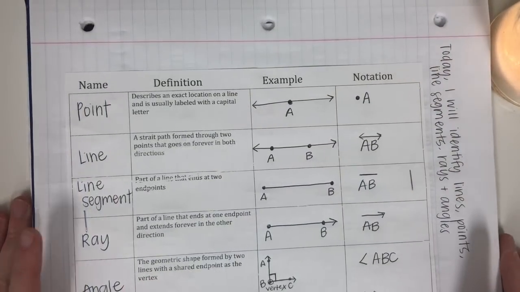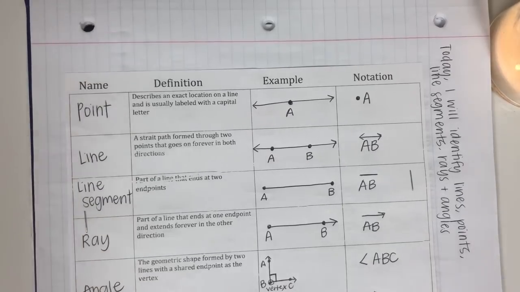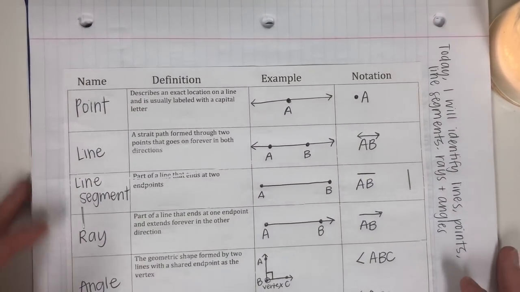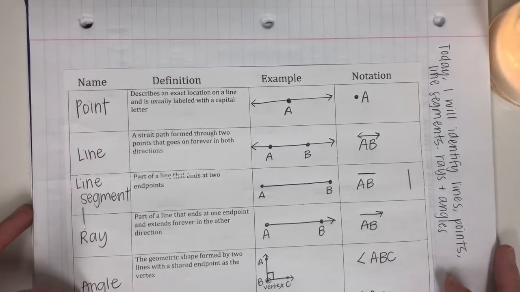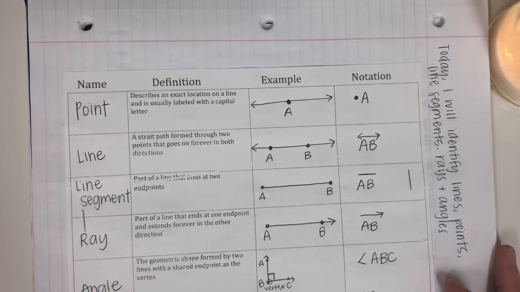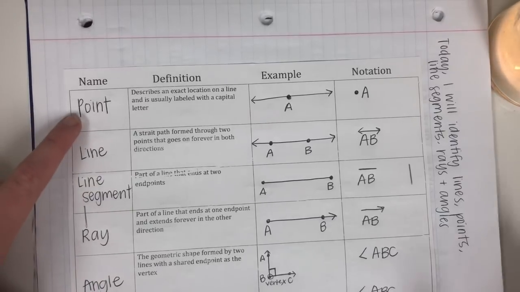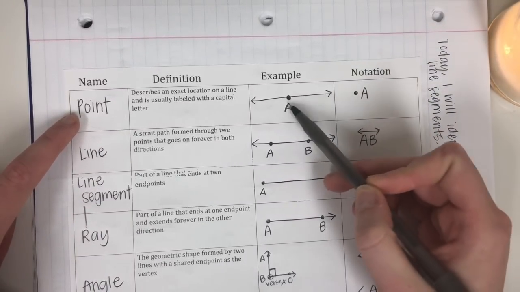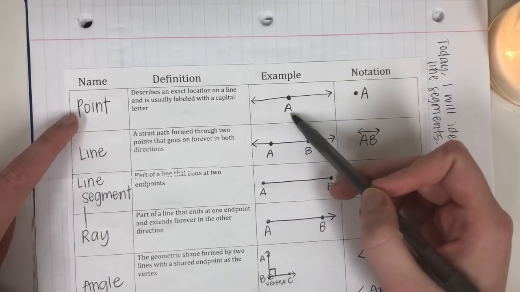Before we get started, I want us to review the key vocabulary, because today we're going to have to create a ray or a line or an angle. So we need to make sure we remember what those words mean. A point is an exact location on a line. It is labeled with a capital letter. So A is a point.